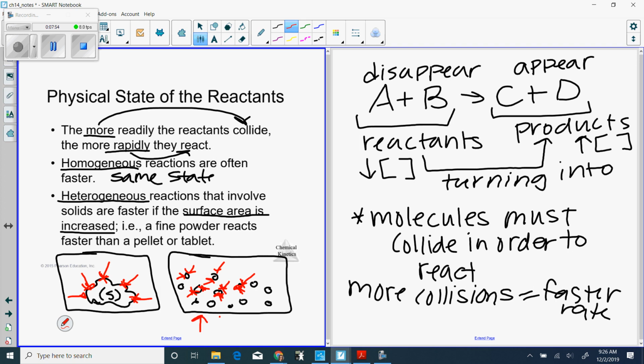Increase surface area increases collisions equals faster rate. Because they smashed it. That's how come they don't give you your Kool-Aid in a big chunk. It would take forever for it to dissolve. The little water molecules are only going to hit the outside. It's a fine powder. Okay?